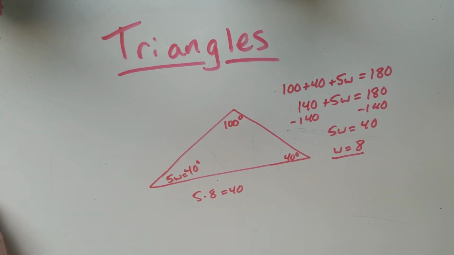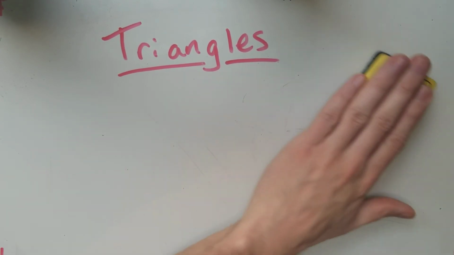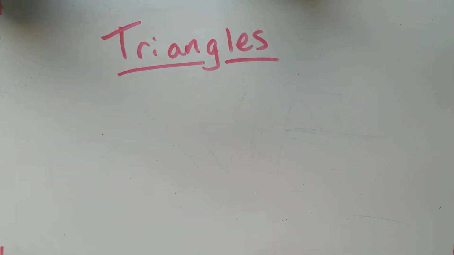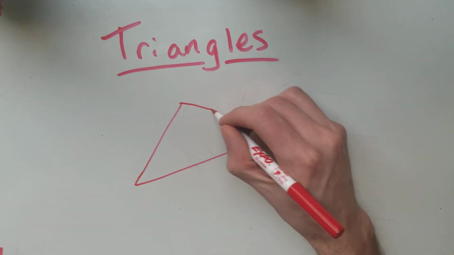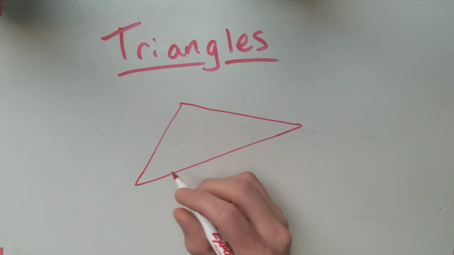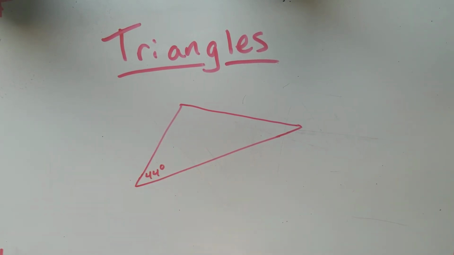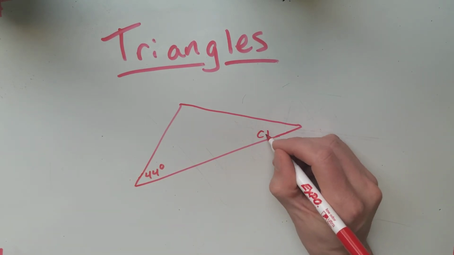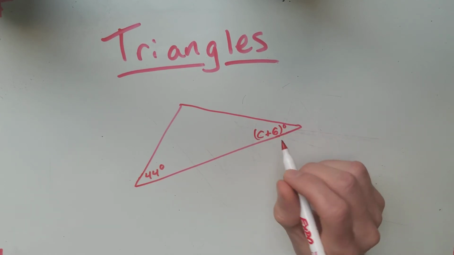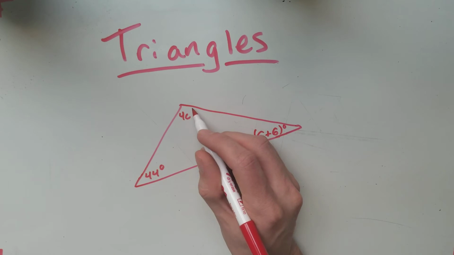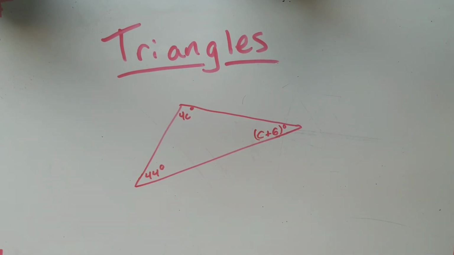So let's move on to one that's now getting a little bit more difficult. This is our 6th slide. Our triangle looks like this. Here we go. We are given that this angle has a measurement of 44 degrees, and that's the only angle measurement that we're given. We're given this angle is c plus 6 degrees, and this angle is 4c, the degree symbol if you want. So these three angles have to add up to 180. That still is true. That property still is there.